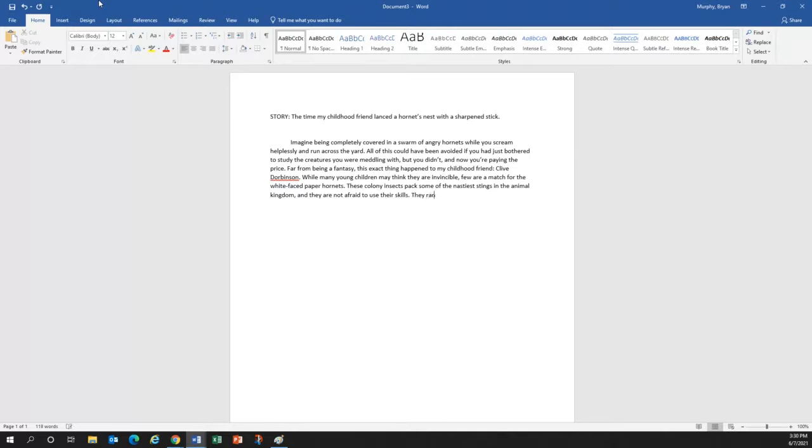What else? What other context? They range from, we'll just make this up, from coastal Florida to the Rocky Mountains, leaving a painful trail of impression on the animals that cohabitate near them. Okay, so that's good for context. Now let's come up with a thesis statement.